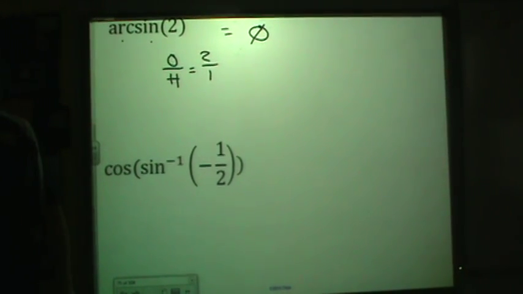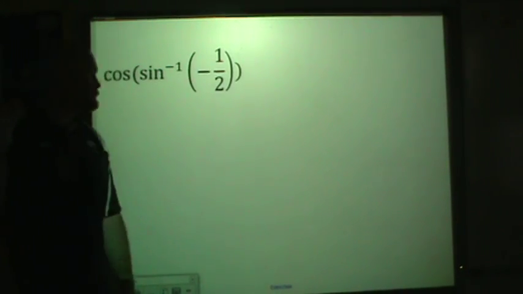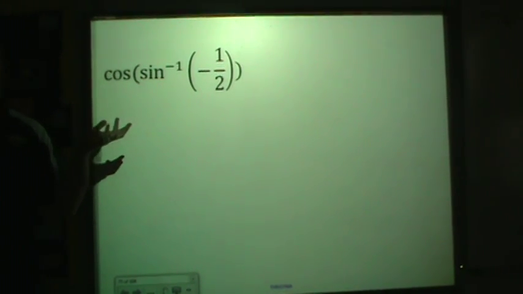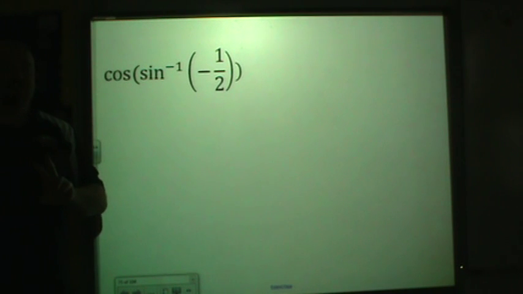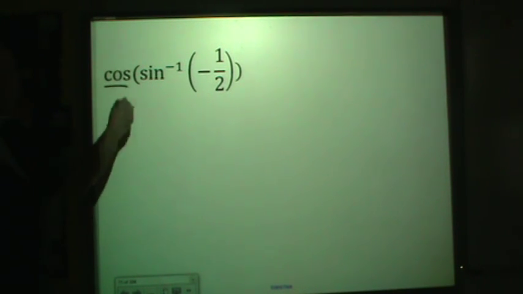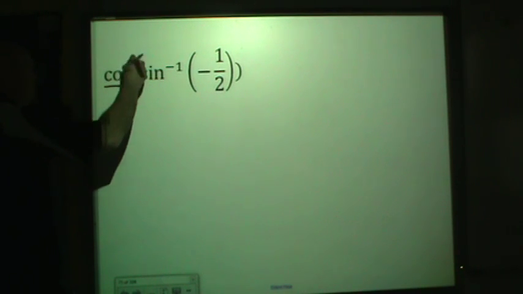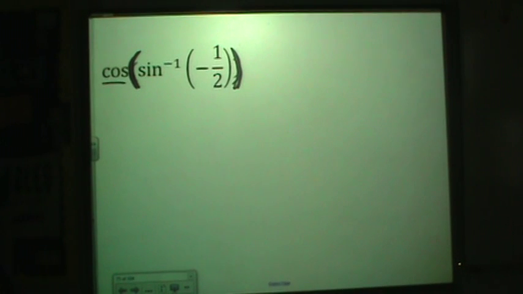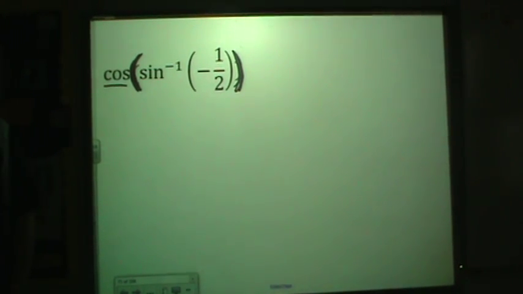Look at this one. Let's go through this one together. So we have the cosine. This is what we call a composition, right? When you look at this, there's two functions here. We have the cosine function in the exterior. In here, we're taking the inverse sine of negative 1/2. So again, the inverse sine.